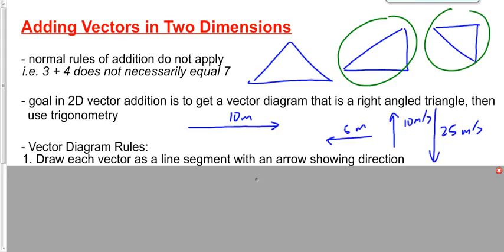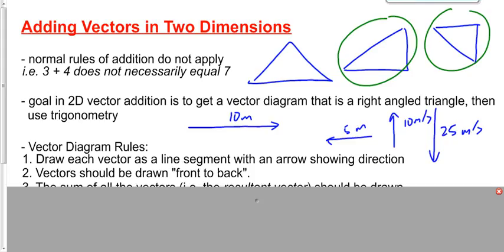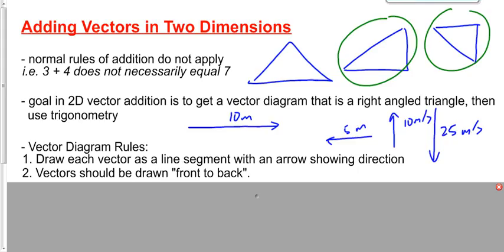Now, how do we connect these together to add them? How do we connect these together into a vector diagram, a right-angled triangle vector diagram, so that we can add them up with some trigonometry? Well, the vector diagram has my vectors that I want to add drawn front to back. What do I mean by that?